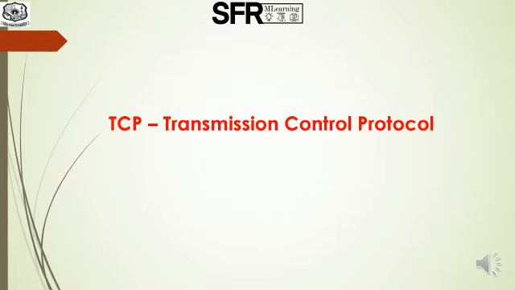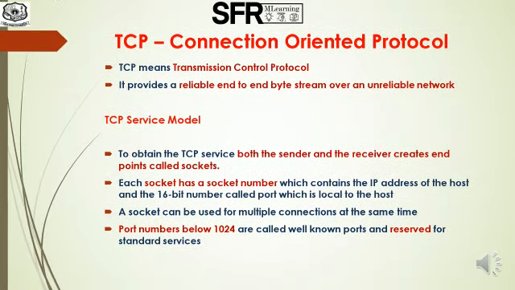That's all about UDP. Then we are going to see about TCP, Transmission Control Protocol. TCP is a connection oriented protocol, unlike UDP. We all know that UDP is a connectionless protocol, but TCP is a connection oriented protocol. That is, before sending any data, we have to set up a connection. As it is a connection oriented protocol, it provides a reliable end-to-end byte stream over an unreliable network.